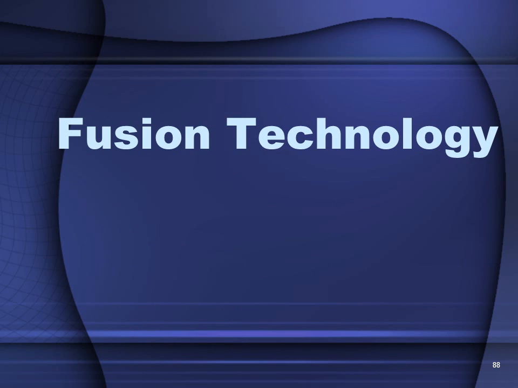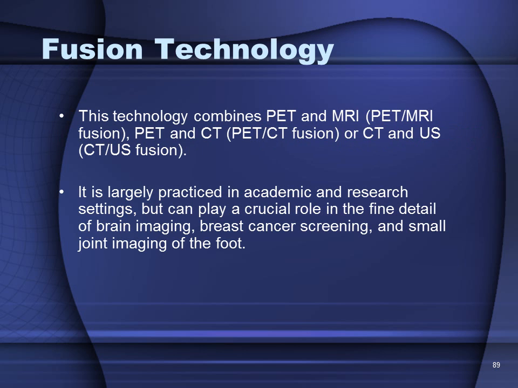The last technique for discussion in this presentation is fusion technology. In fusion technology, we combine a PET scan and a high-resolution MRI scan, or a PET scan and high-resolution CT scan, or a high-resolution CT scan and ultrasound. We use the computer to fuse images together. It is largely used in the academic and research settings, but can also play a crucial role in the fine detail of brain imaging, breast cancer screenings, and small joint imaging of the foot.